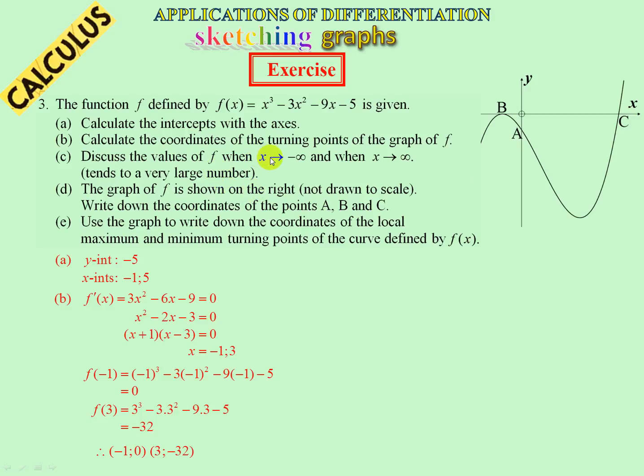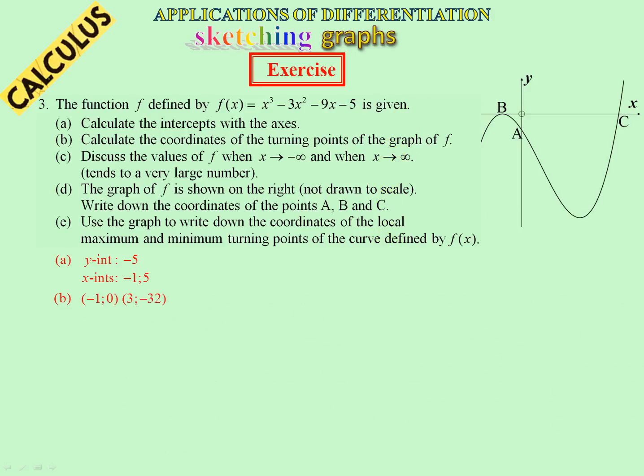Discuss the values of f when x goes to negative infinity. Well, as we're going to the left, what's happening to the graph? It's going downwards, so it's going towards negative infinity. As we go to the right, the graph is going upwards, so as x goes to infinity, y goes to positive infinity.